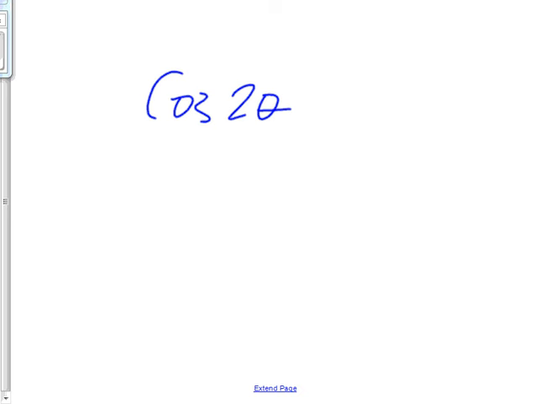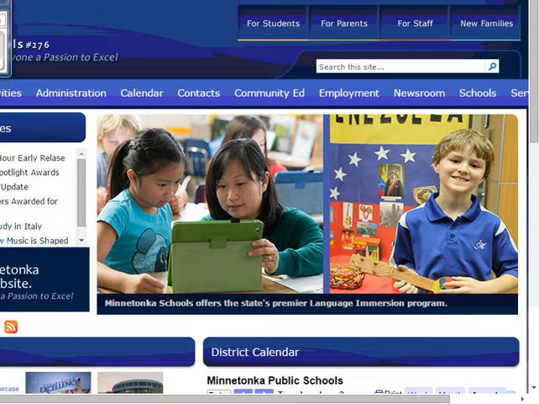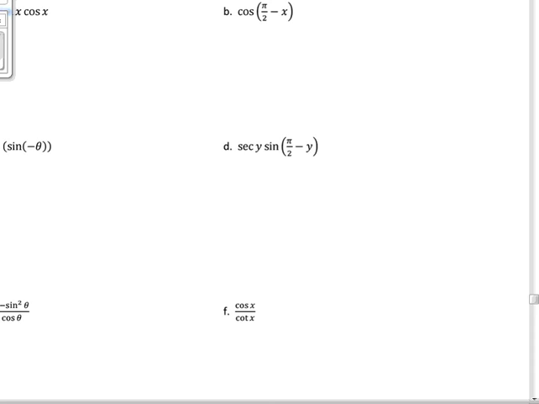Okay. Next, let's go back to the packet. I think we've done enough practice on identities. So if I find your packet, and this happens to be problem 42 that I'm in. Part D, just a quick reminder, something like that. That's another type of identity. That's the cofunctions one. So what's the cofunction for sine? Cosine. So that would be replaced with cosine of y. And then it's secant times cosine.